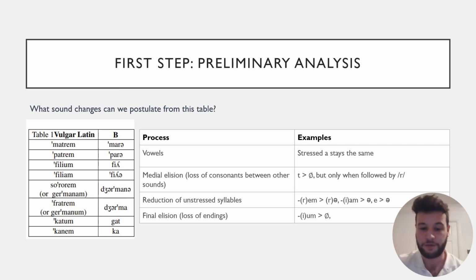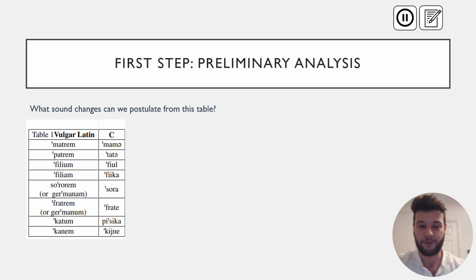So compare this to what you found, fill in any rules you've missed out, and then we'll go ahead and move on in just a moment. Here we have language C. Again, same thing applies. This time, pause the slide, grab your pen and paper, and write down a handful of rules which relate Vulgar Latin to language C.